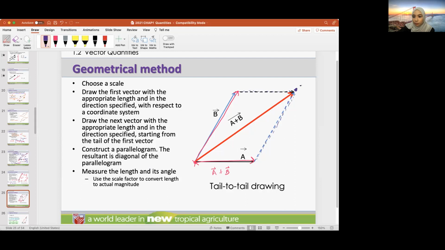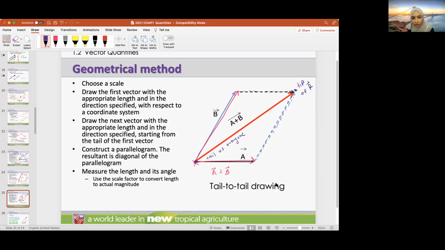Okay, this is the end point of my resulting. I shouldn't say end point. This is the tip of my resultant R. This is the tail, because everyone is connected by the tail. So this is my tail of the resultant. This is the tip of my resultant. And I should write nicely. Tip of R. Tail of everyone. Okay, this is why it's called tail to tail. All the tails are together.